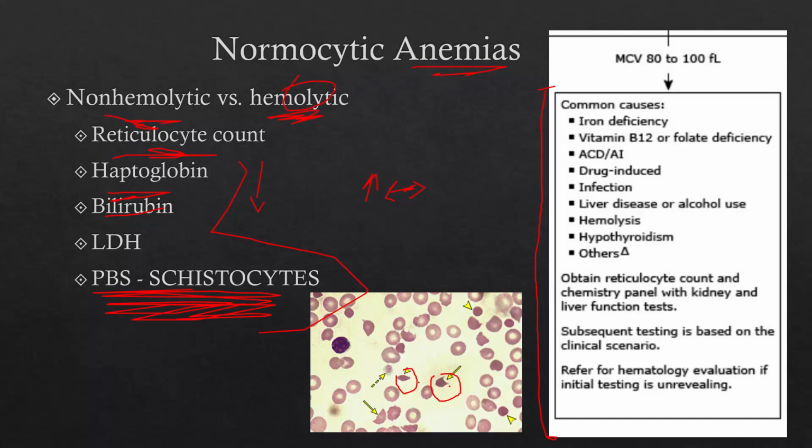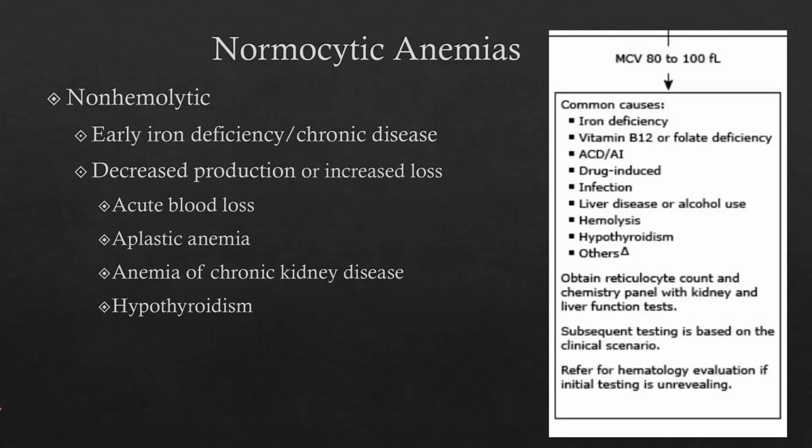This is a schistocyte. So let's talk about the non-hemolytic anemias. These are kind of pretty easy, and there's not too big of a differential for the non-hemolytic normocytic anemias. Like we mentioned before in the microcytic section, early iron deficiency anemia or early anemia of chronic disease can cause a normocytic anemia, just because it hasn't gotten to the deficient level to where it's actually having trouble producing and keeping the same size of RBC.